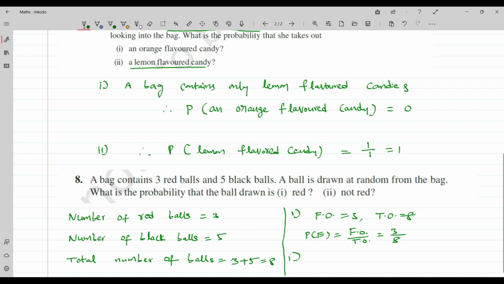Now let's see the second part. Probability of not getting red. As we know, P of E plus P of E dash is equal to 1. So from this, the probability of getting red is P of E. That's why I'm writing 3 by 8 plus the probability of not getting red is equal to 1. That is, P of not red is equal to 1 minus 3 by 8, that is equal to 5 by 8.